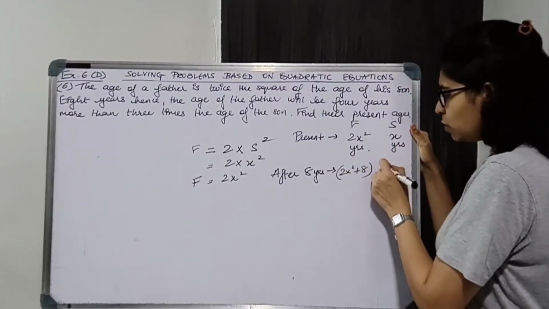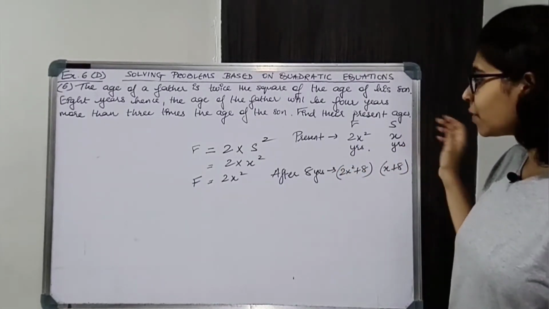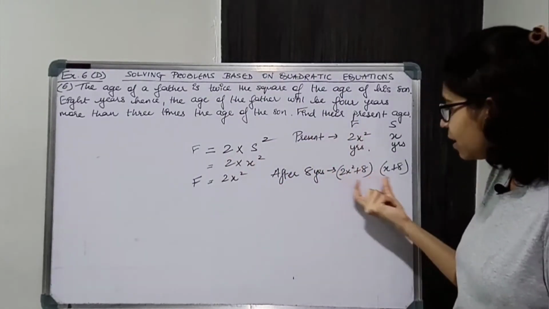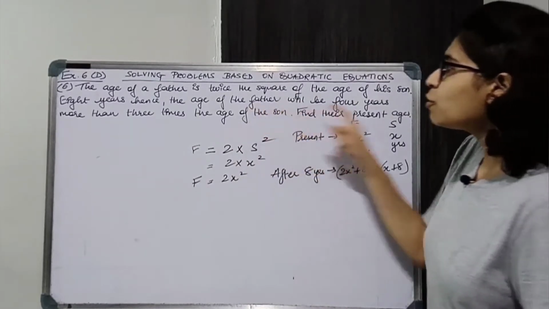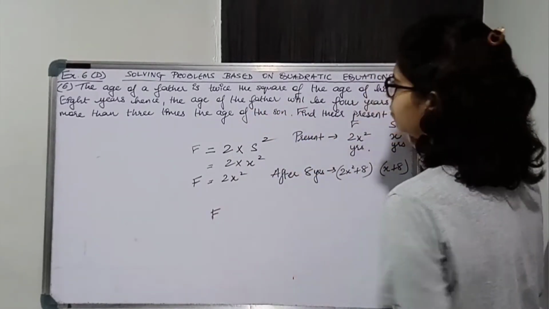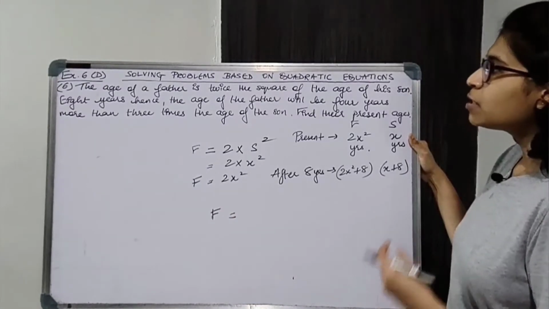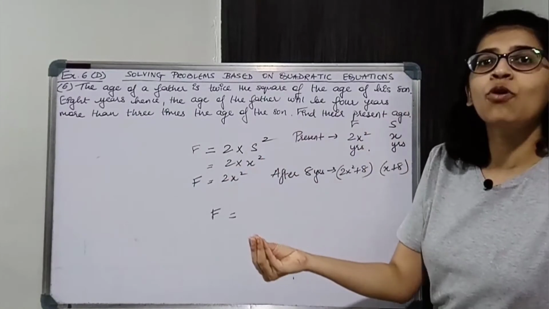And son's age will be x plus 8. Okay. Now we'll apply the condition. So first find their ages and then apply the condition. So the age of father will be equal to 4 years more. 4 years more means plus 4 years.